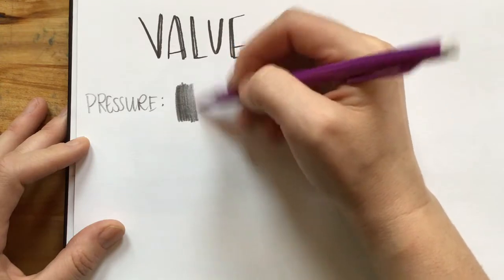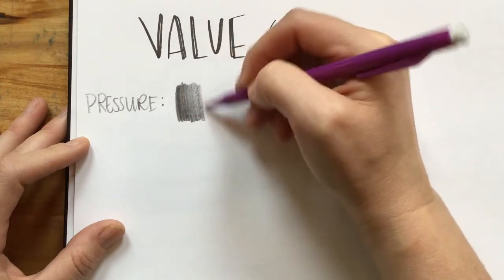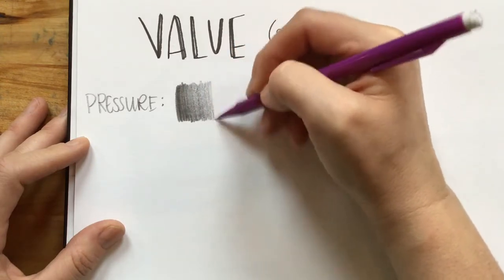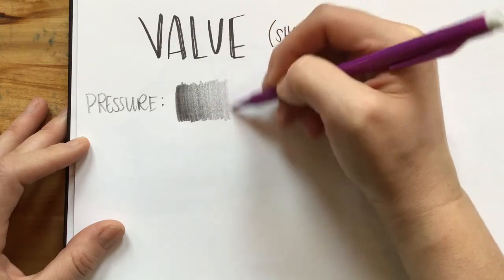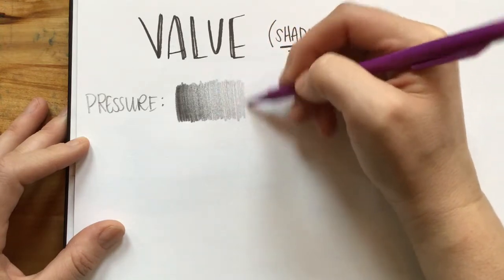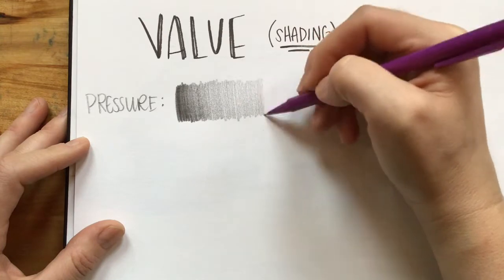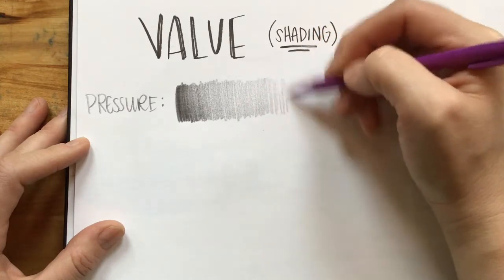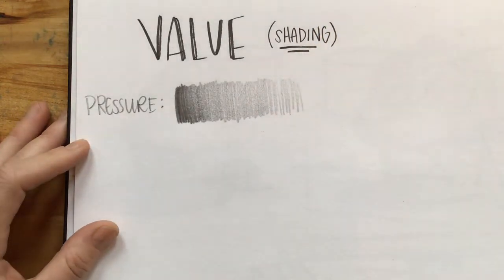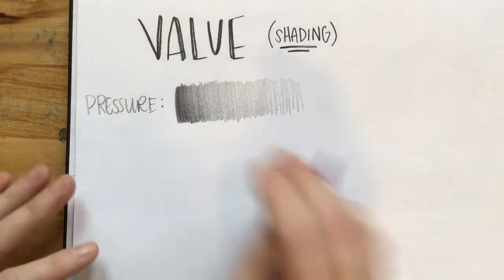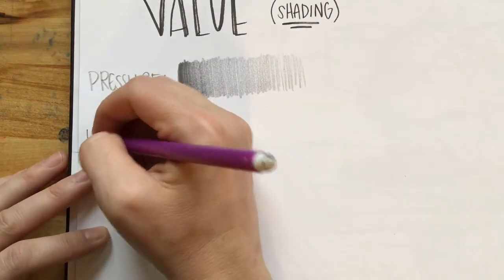I'm creating a value scale right now by pressing super hard first, and as I'm working across my paper, I'm gradually getting a little bit lighter. I'm trying to keep my pencil in the same place so it's a nice and even coloring, but all that's changing is how hard I'm pressing.